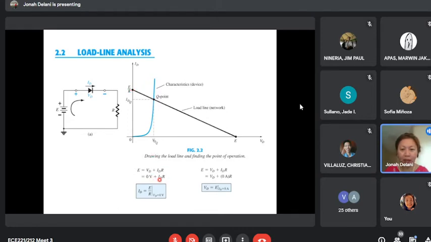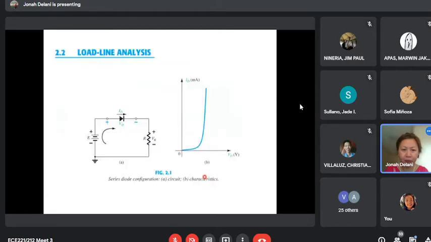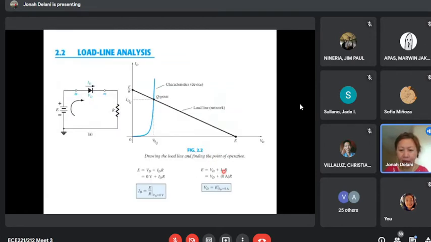If we let ID equal to 0, then VD is equal to E here. So natay duha ka point that we draw a line connecting the 2 points. Mao ning gawas ni black line diri. So this line is called the load line. So that point where the load line intersects with the characteristic curve of the device is called the Q point. That's the operating point of the diode.